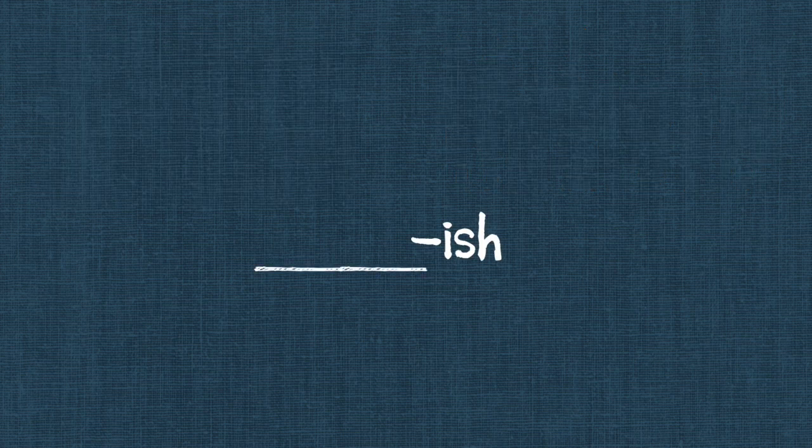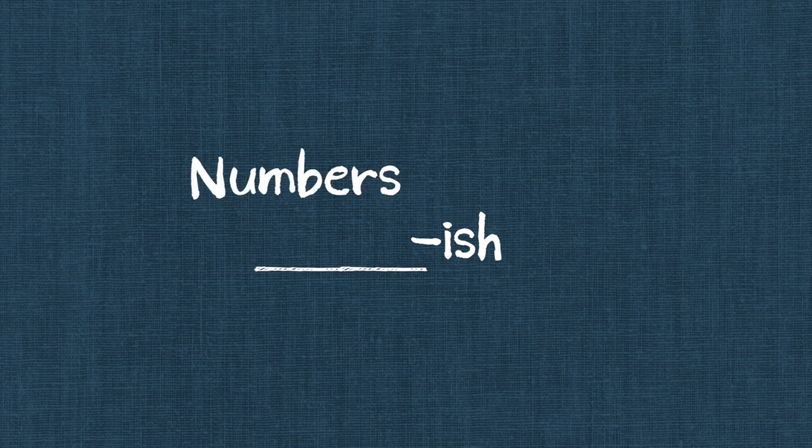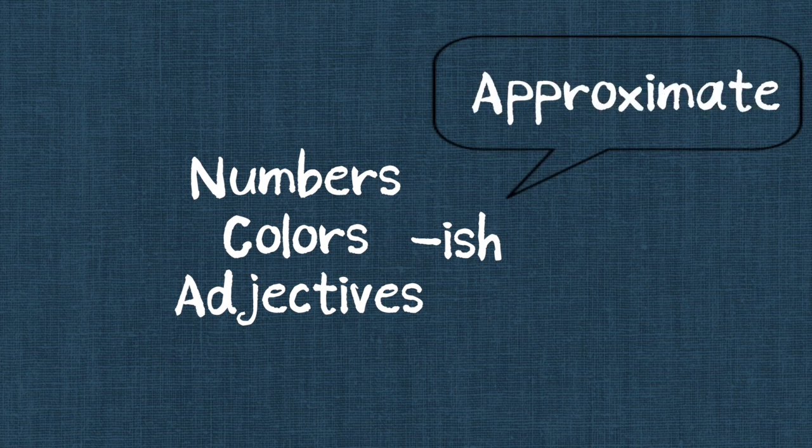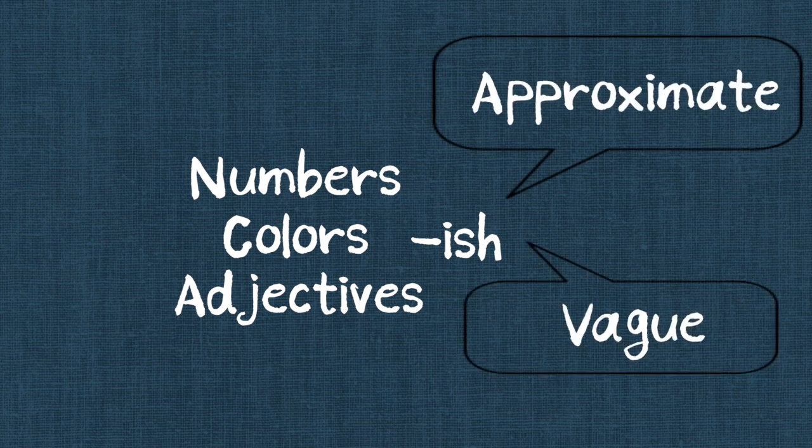In both these cases, it would be very useful to use the ending ish. In English, ish is used at the end of words, usually numbers, colors, or other adjectives, to describe something that is approximate or vague. This is used only in an informal context, usually in spoken English.